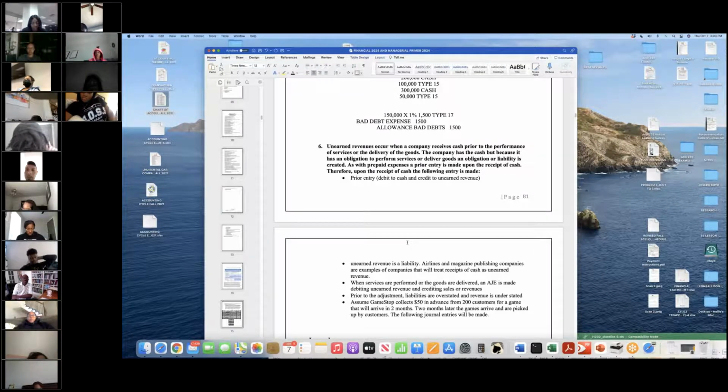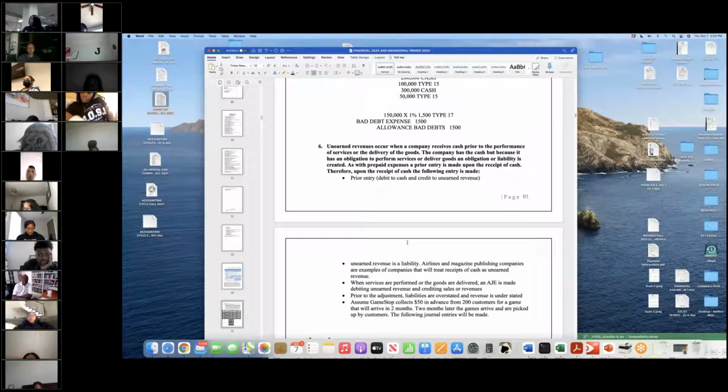Airline companies, magazine companies, shoe manufacturers, game stores. Here, people pay the company in advance. When you get the cash in advance, that's a good situation. You haven't earned the revenue yet. You have not earned the revenue, but you got the cash.